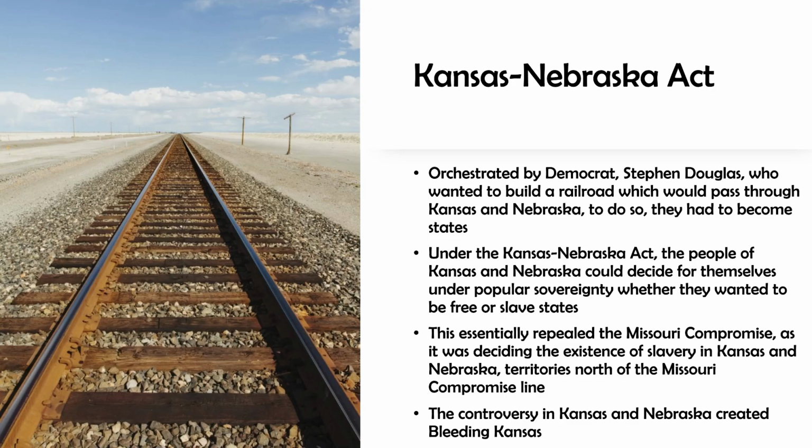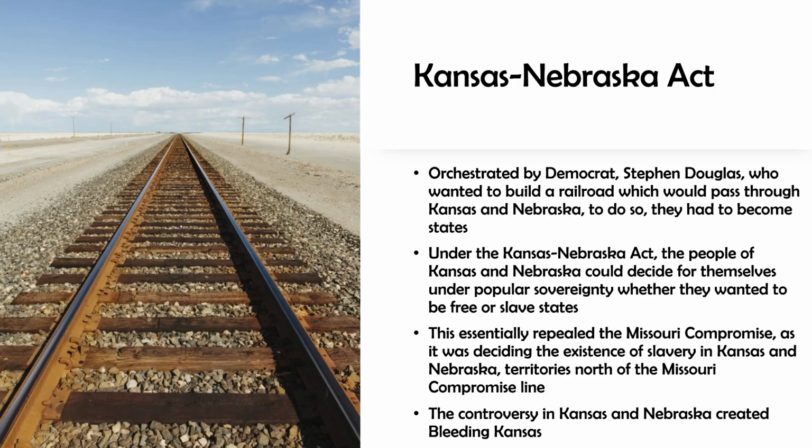So what is the Kansas-Nebraska Act? This was made by Stephen Douglas in 1854. He was pretty selfish, to be honest. He decided, I want to build a railroad which goes from the city where I live, which was in Illinois, all the way across America. To do that, though, they need to sort out the territories of Kansas and Nebraska. So they'd have to become states.